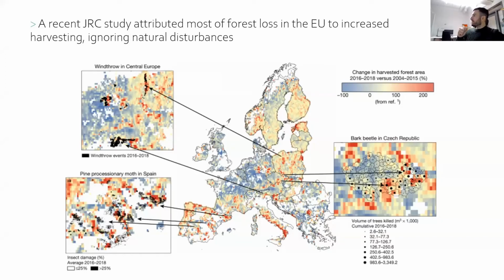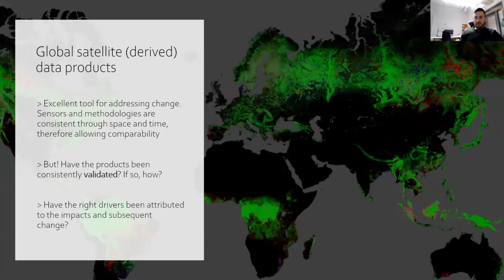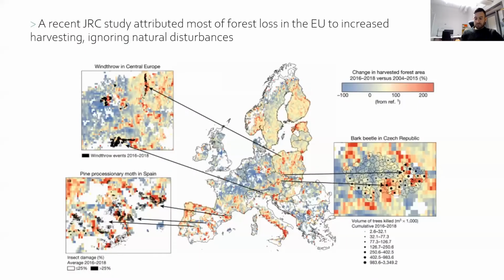It was this year when the Joint Research Centre of the European Union published a report using this very same map here, the Hansen forest change map. So the JRC published this report addressing forest loss in Europe from 2016 to 2018 and from 2004 to 2015. And the idea here was to see where there has been the largest amount of forest loss and why.